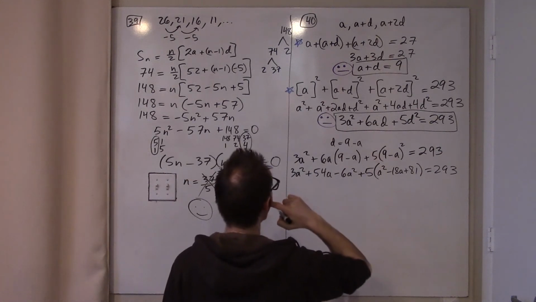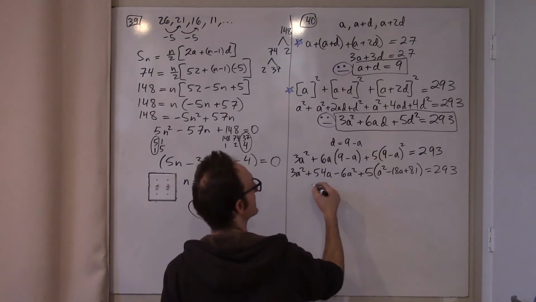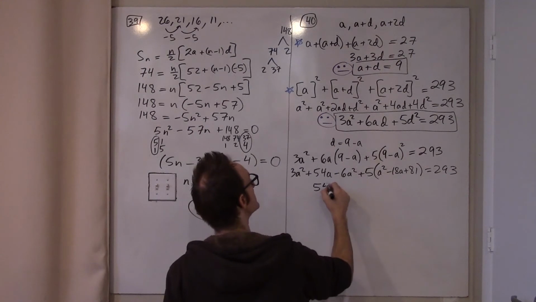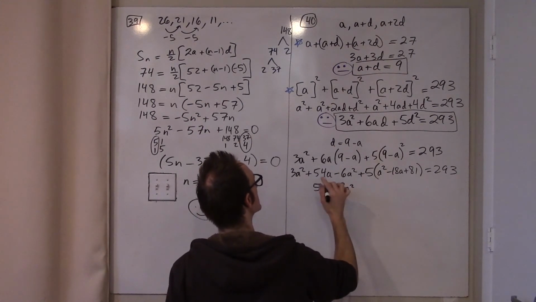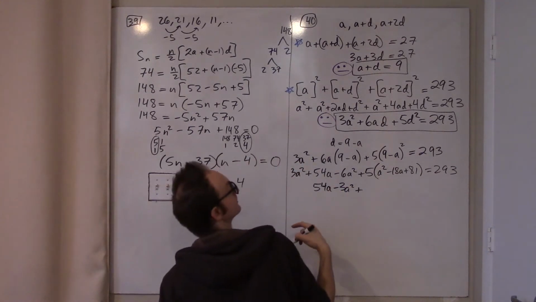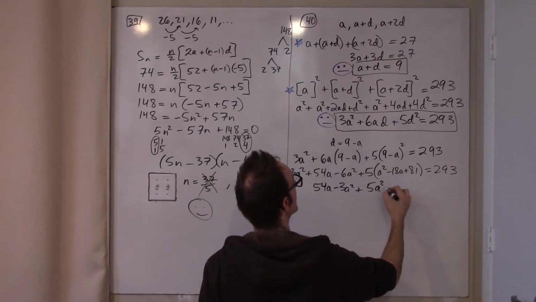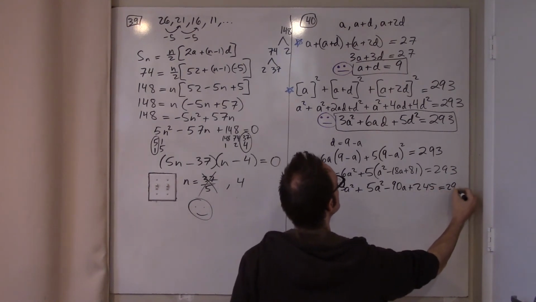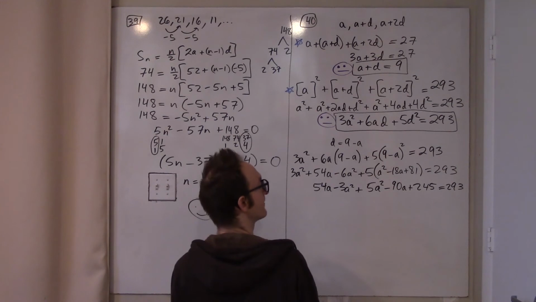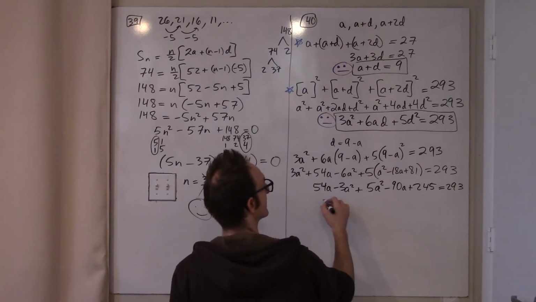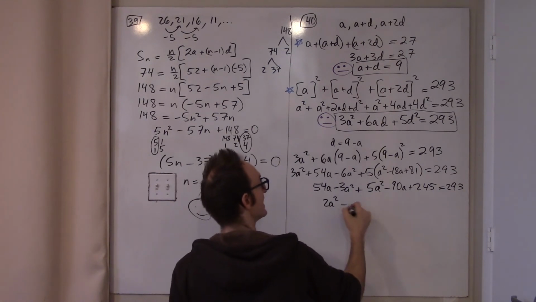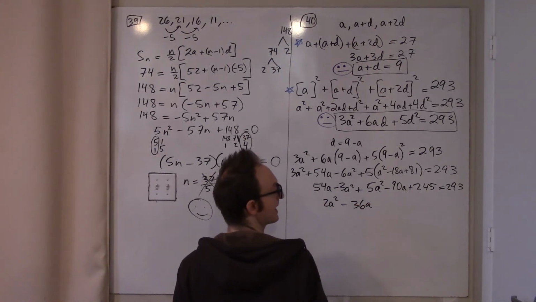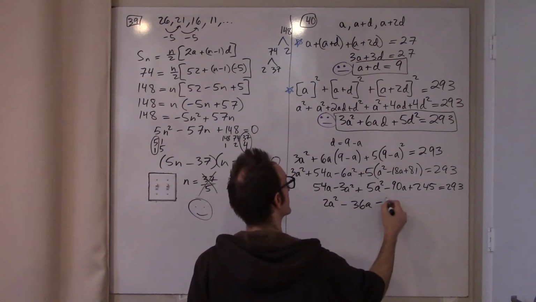It's a little harder than I thought. Let's see, these become minus 3a squared, so that's 54a minus 3a squared plus 5a squared minus 90a plus 245 equals 293. Okay, so this becomes 2a squared minus 36a. And then these are 48 apart from each other, so minus 48.